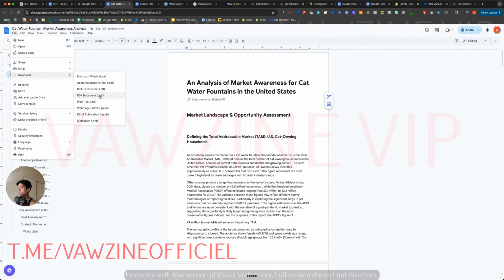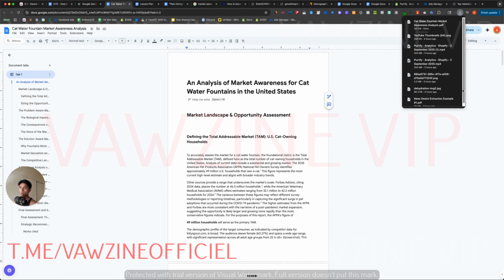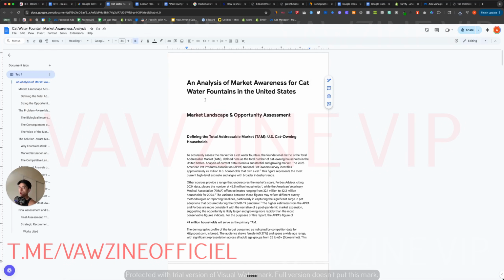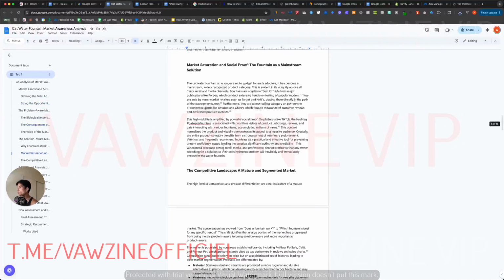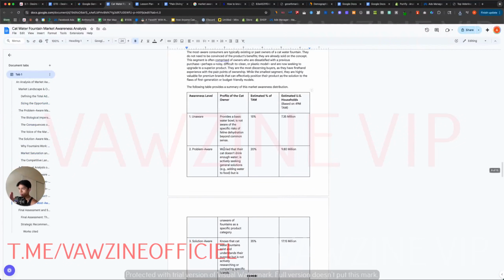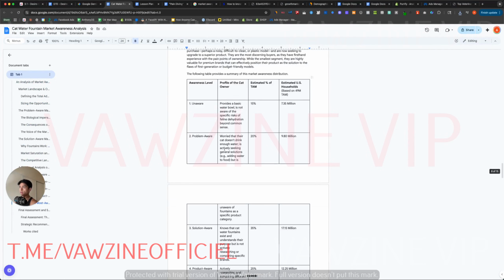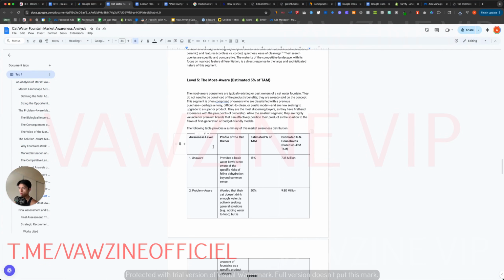So we're going to download this as a PDF document and save that there for now, and we're going to go back to that in the future when we go to create the master research document. But now you should have a Google Doc and also a downloaded PDF version of this. And again, the only thing that you need to take away from this entire document is what is the awareness level that has the highest percentage of your total addressable market.